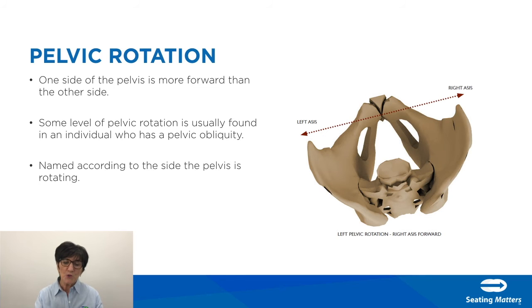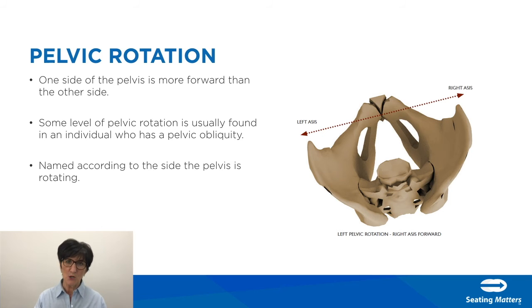The next posture we want to look at then is pelvic rotation. And it's when one side of the pelvis is more forward than the other. And usually with pelvic rotation, you find some level of pelvic obliquity at the same time. And we always name it according to the side it's rotating to. So in pelvic obliquity, you always notice a leg length discrepancy. That gives you an indication that the pelvis is rotated.